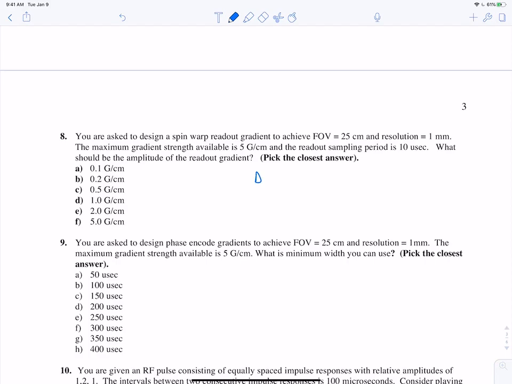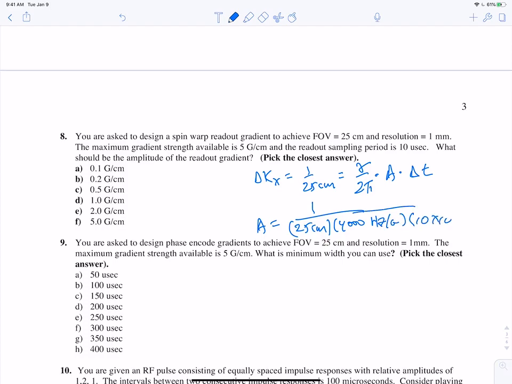So we need to know what delta K is, right? So what's delta Kx equal to? 1 over 25, right? And that's just going to be equal to gamma over 2 pi times my amplitude times my delta t. So I can solve for A: 1 over 25 centimeters, over 4,000 hertz per Gauss, times 10 microseconds. Okay? And that gives us 1 Gauss per centimeter. Okay, any questions on that? Okay.